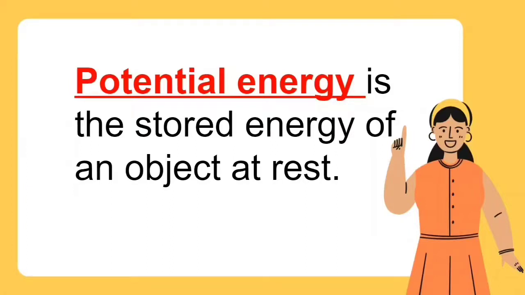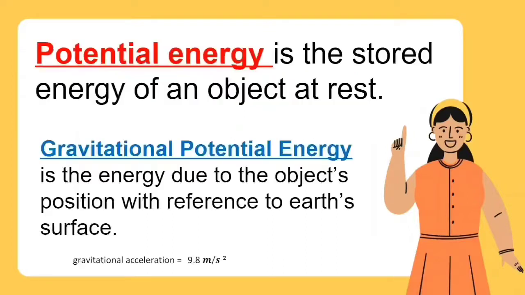There are different forms of potential energy, and one of them is the gravitational potential energy. Commonly, we use the idea of gravitational potential energy on objects near the Earth's surface. Due to gravity, the constant value of gravitational acceleration is about 9.8 meters per second squared.